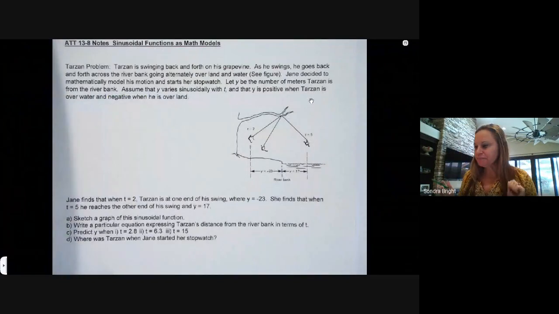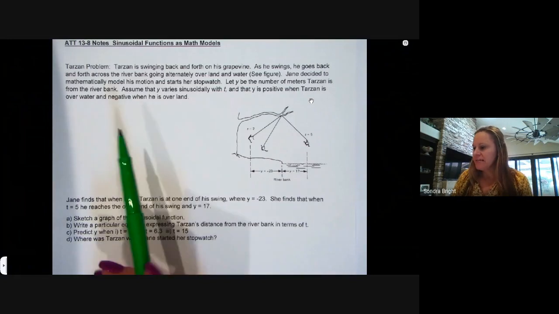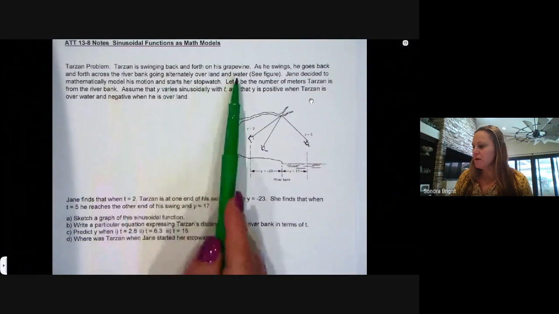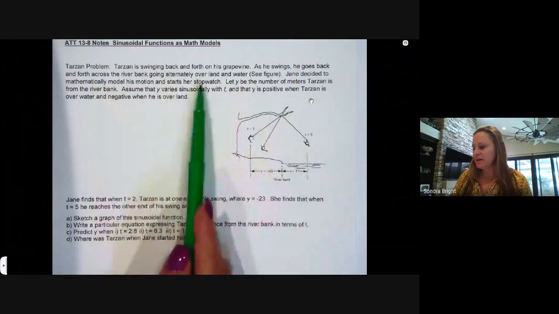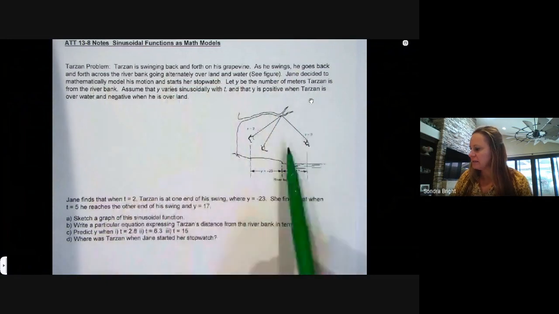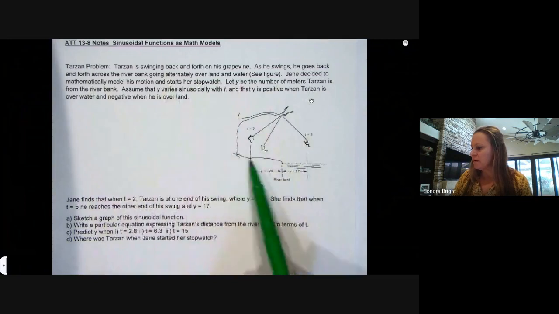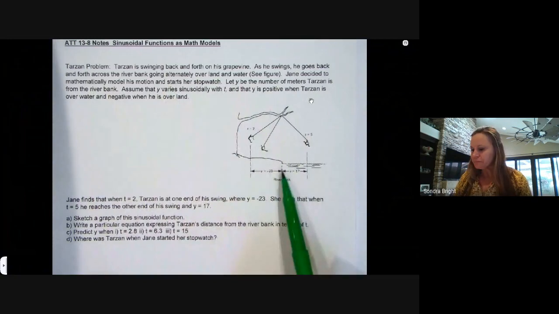We're going to move on to the next section, 13.8. Okay. So you're going to have a word problem where you apply what you know about the sine and cosine graphs. It is the Tarzan problem. Tarzan is swinging back and forth on his grapevine. As he swings, he goes back and forth across the riverbank, going alternately over land and water. See the figure. So here's Tarzan swinging back and forth. Here's the land, here's the edge of the riverbank, and then there's the water. So he's swinging back and forth over land and water.